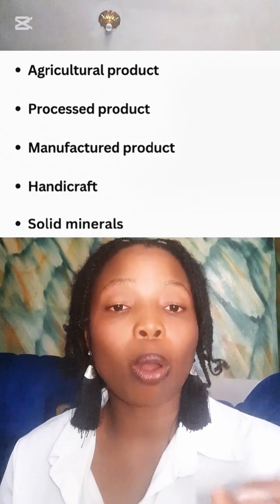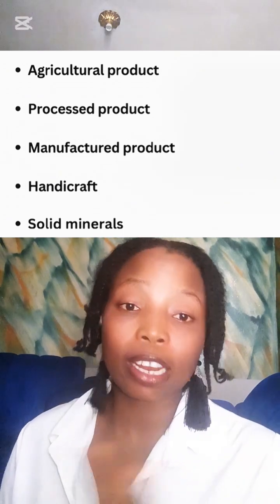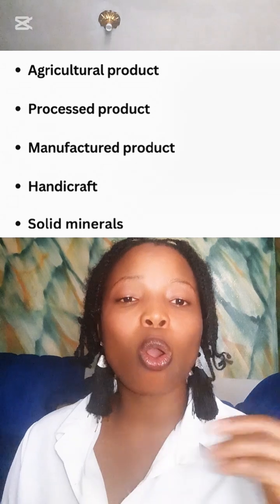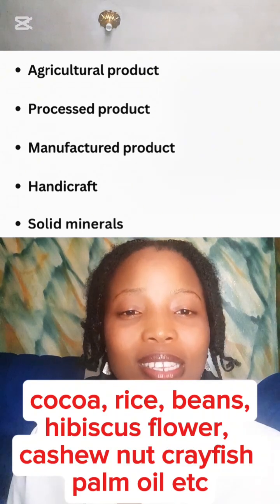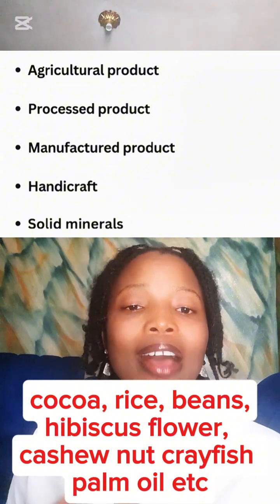What are the categories of exportable products? Number one, agricultural products. These are products that are in natural forms, like cocoa, rice, beans, hibiscus flower, cashew nut, crayfish, palm oil, and so on.